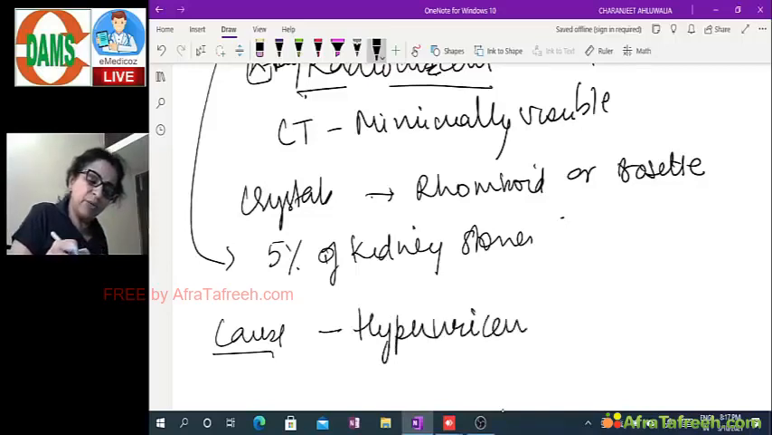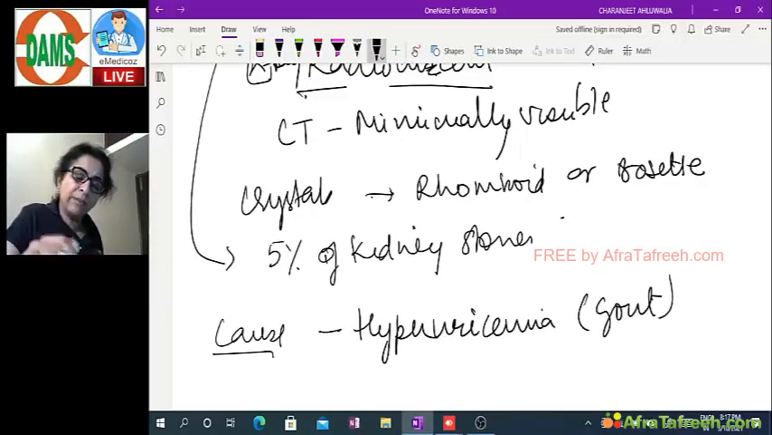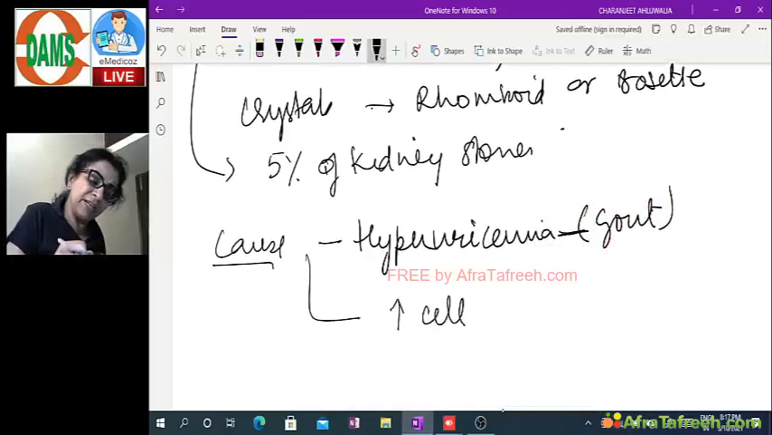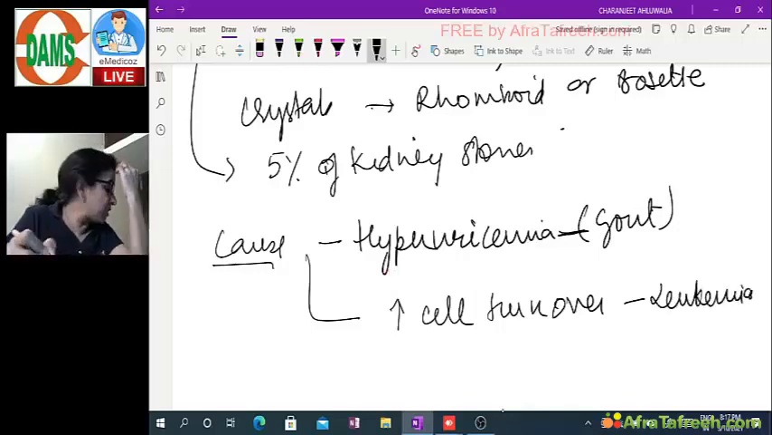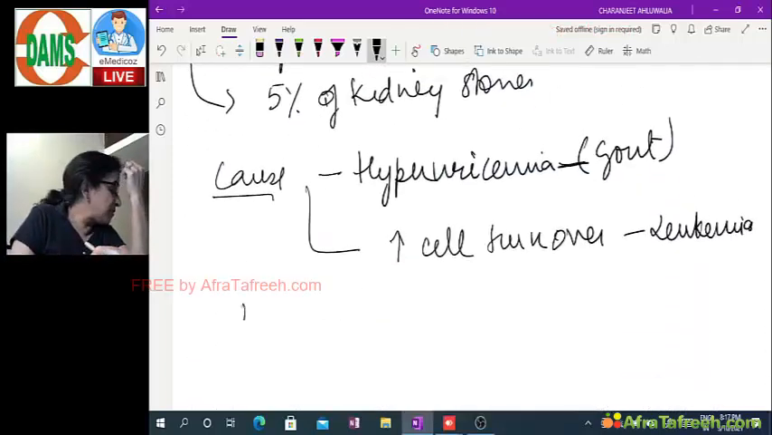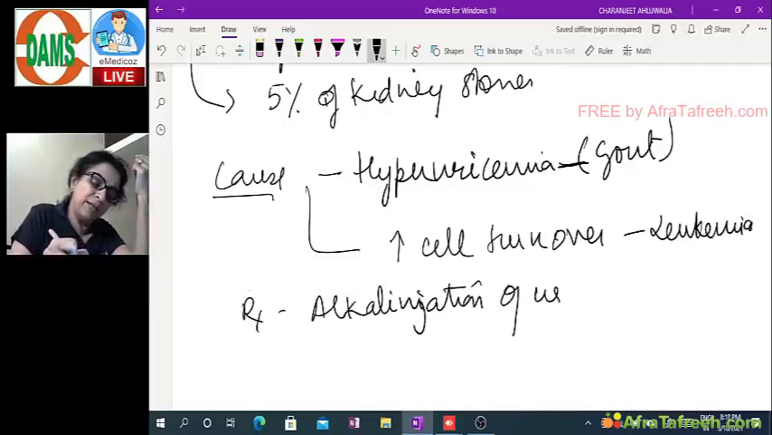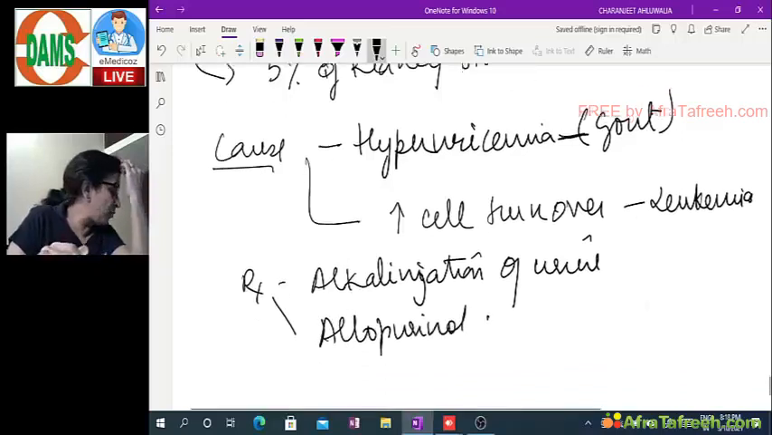So in conditions where uric acid level in the blood increases, hyperuricemia as in gout, they can be seen in gout. One, hyperuricemia due to gout, and second, whenever there is increased cell turnover as in leukemias. So patients of leukemias can also develop this. और इसको treat कैसे करते हैं? Since they are formed in acidic pH, treatment is alkalinization of urine, and 2, you give them allopurinol. जो गाउट का ट्रीटमेंट है, एलोप्यूरिनॉल इनको देते हैं.